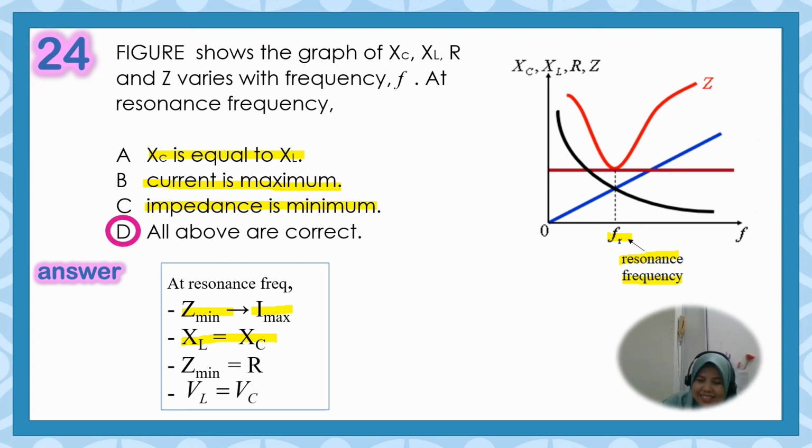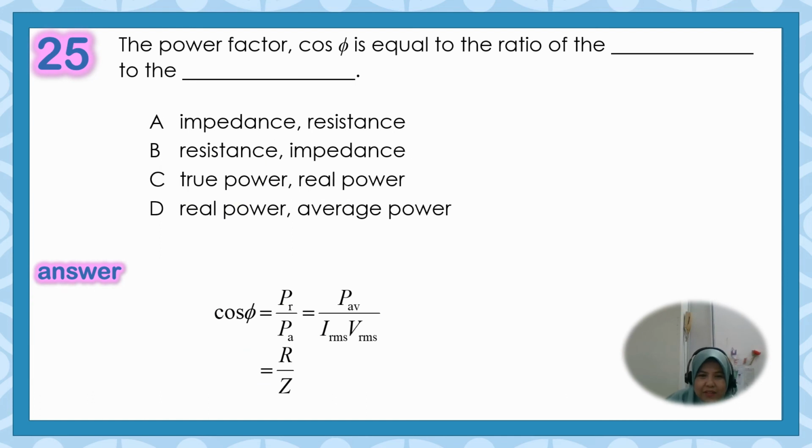And the last question is question 25. The power factor, which is cos phi, is equal to the ratio of the, so referring to the equation, we know that the cos phi, real power divided by average power, the cos phi or power factor is also equal to R over Z. So the ratio of the resistance to the impedance, the answer is B.